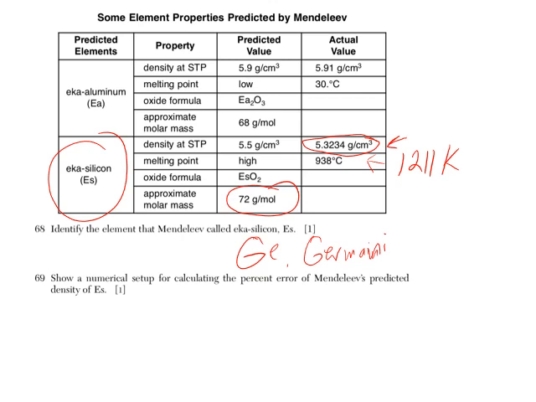That's not how you spell that. Germanium, there we go. So Ge is your answer for 68.